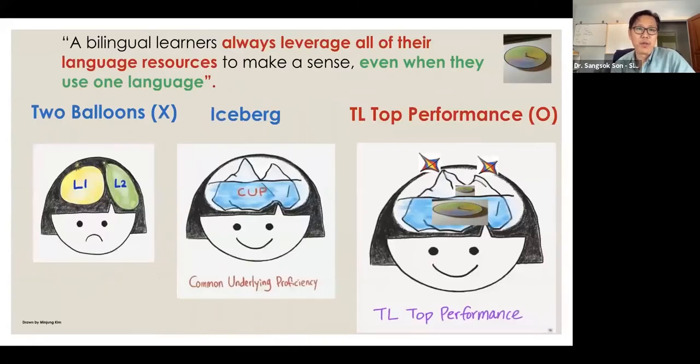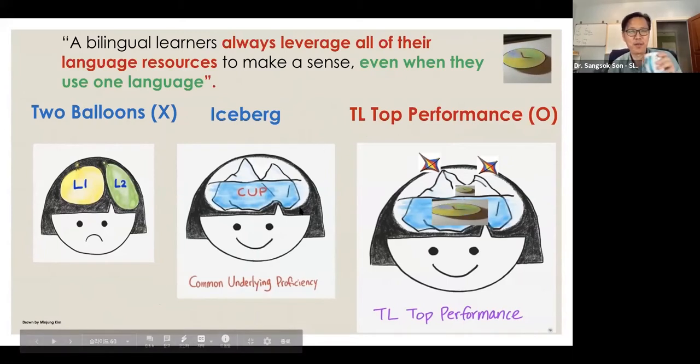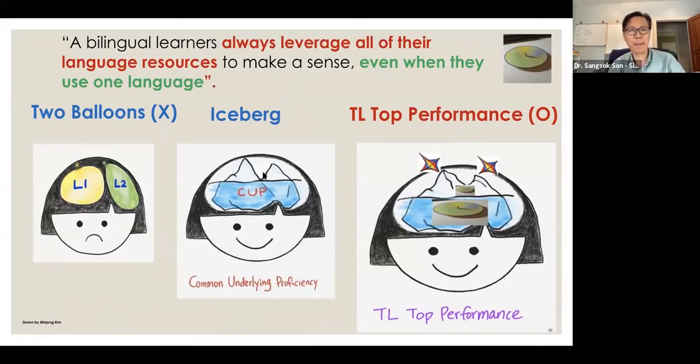So you may be familiar with the two balloon metaphor and the iceberg in the common underlying proficiency, but what I promote is the translanguaging top performance. I think Jim Cummins missed out the overlapping part here above the surface level. He didn't indicate when they translanguage, when they use two languages together. So I put that here.